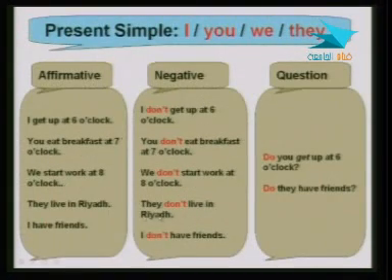Okay, and this slide explains again in a little more detail, with some examples, the affirmative, negative, and questions. To have an affirmative with these pronouns, like these examples: I get up at 6 o'clock. You eat breakfast at 7 o'clock. We start work at 8 o'clock. They live in Riyadh. I have friends.